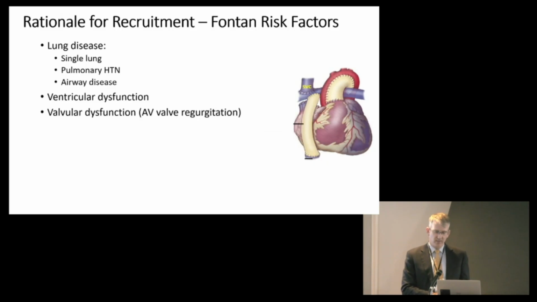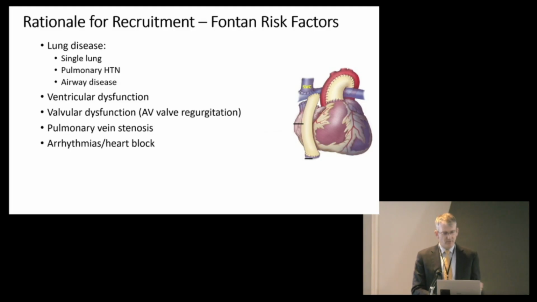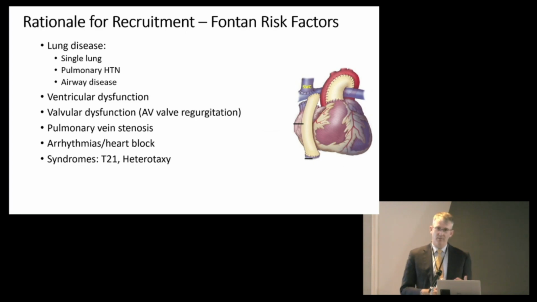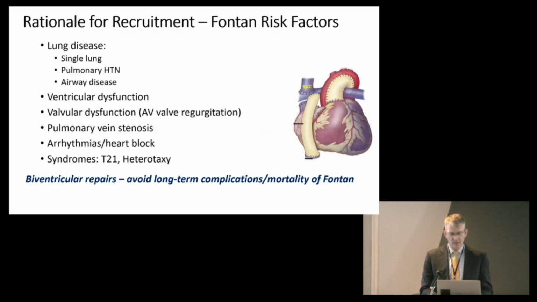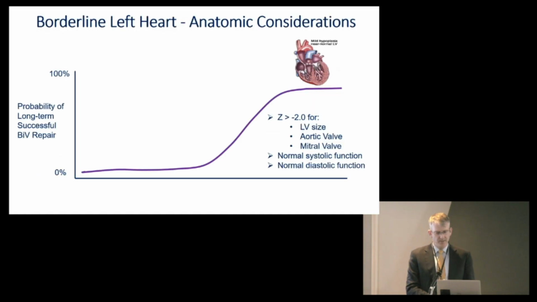Certainly some of these single ventricle patients are borderline patients. They have ventricular dysfunction, valvular dysfunction, pulmonary vein stenosis is a huge challenge, arrhythmias, heart block, and of course syndromes. Heterotaxy patients have historically been a much higher risk cohort for the Fontan operation and the Fontan circulation. And so there's a lot of motivation to do biventricular repairs to avoid some of these complications. Obviously not everybody can get a biv repair, but those who can, we do.